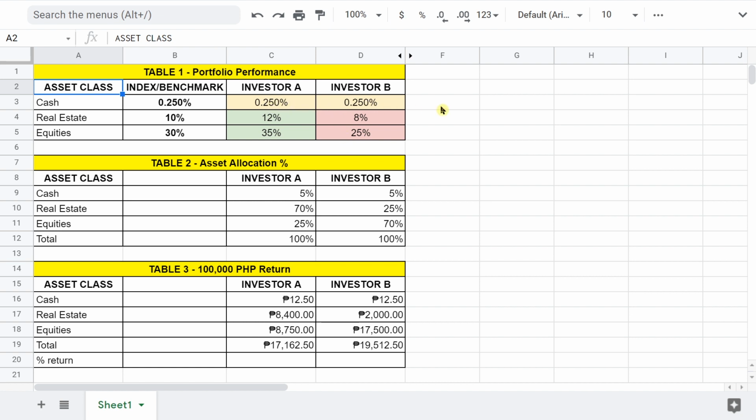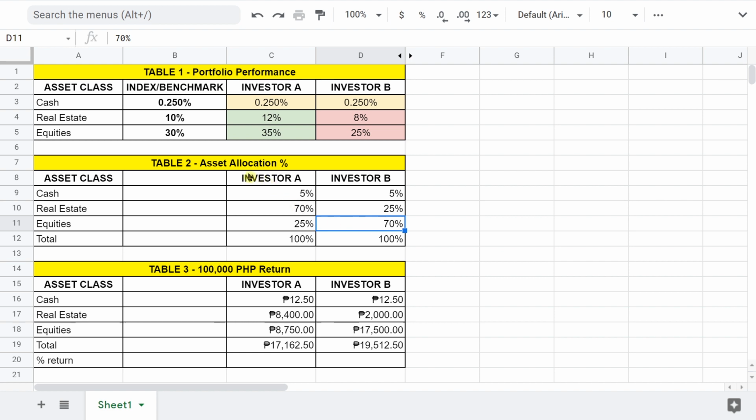Here you will see that investor A beat most indices for most asset classes, while investor B is underperforming since most of his portfolio performance are below the index. Comparing investor A and B only from this table shows that investor A's portfolio performance is actually winning. Let's now see the weightings per asset class that both investors have placed in table 2, asset allocation percentage.